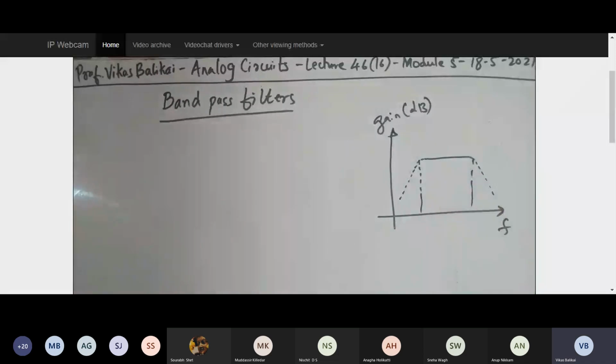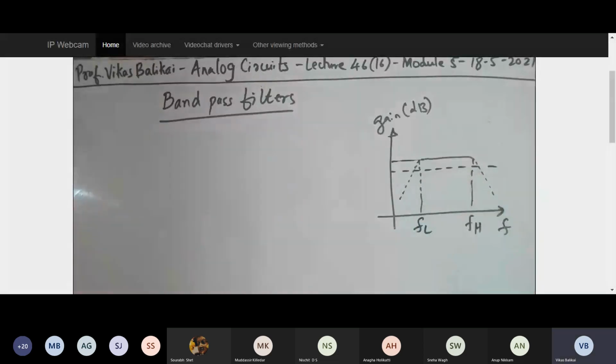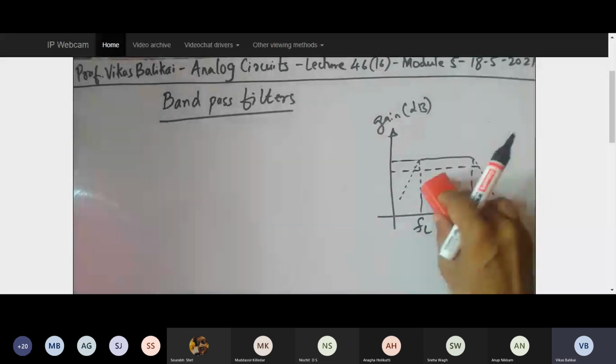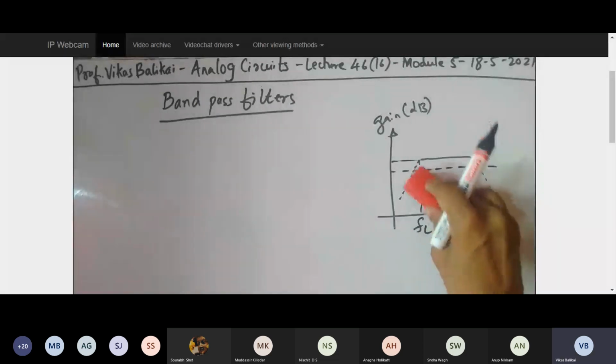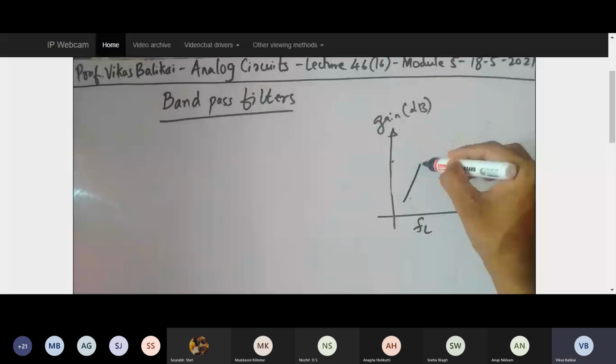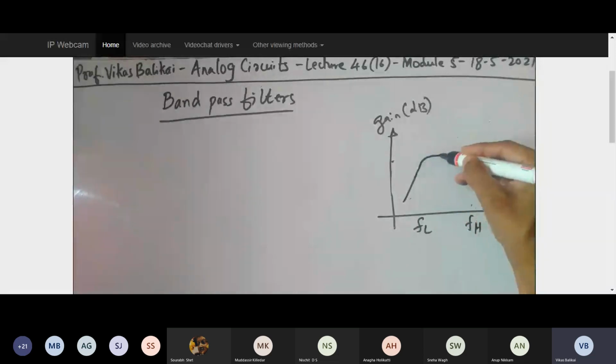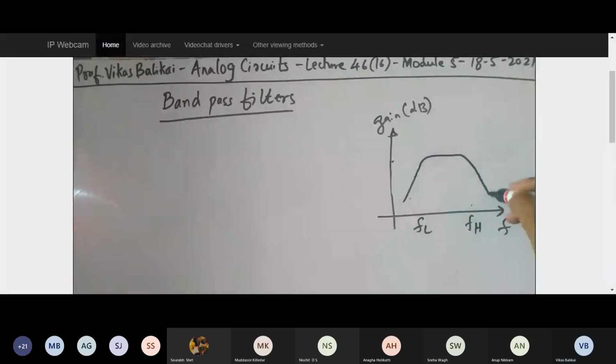Since it is passing a band of frequencies, I'll be having two cutoff frequencies. That is, both FL and FH are going to come. Within this band, whatever the frequency, it is going to pass. And the point at which there is a dip in the gain from its constant value is exactly at FL and FH. Usually in a low pass filter the dip happens at FH, and in a high pass filter the dip happens at FL. That particular dip is nothing but your 3 dB frequency. At that particular frequency, the gain is reduced by 3 dB.